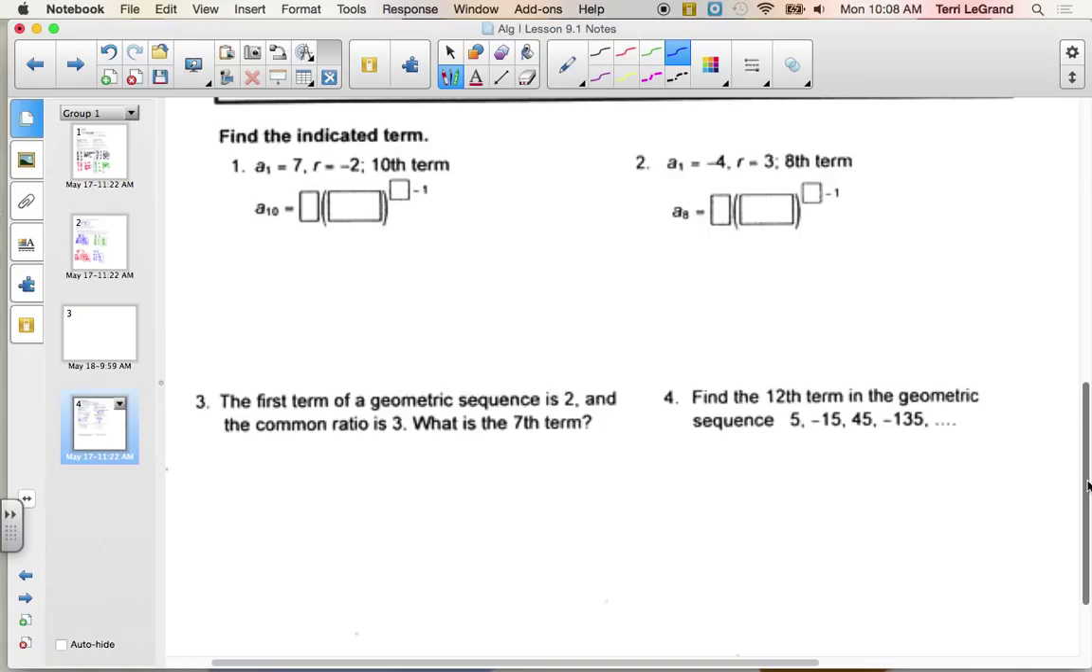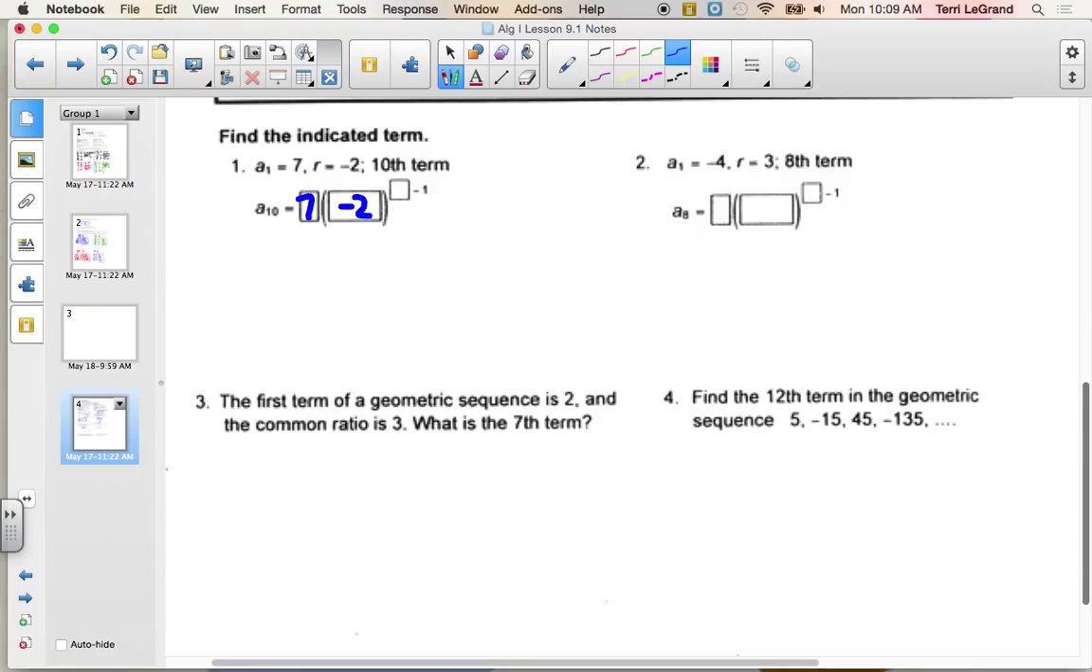R equals negative 2. What are they telling us? It's the common ratio. That's the common ratio. That's the multiplier. That's what you're going to multiply by. They want the 10th term. Okay? So we're just going to fill in, they kind of set up the formula here for us. A sub 10 equals, what's going in the first box? 7, the first term. What's going in the parentheses box? Negative 2, the common ratio. Those parentheses are there for 2 reasons.